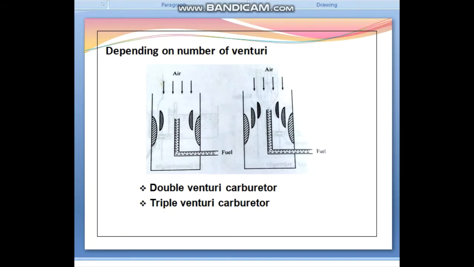This arrangement results in the following, that I am going to describe. Number one is that high depression is created in the region of the fuel nozzle, hence better control over fuel flow and improved automation are possible. At the boost venturi throat, the velocity of air is as high as 200 meters per second.